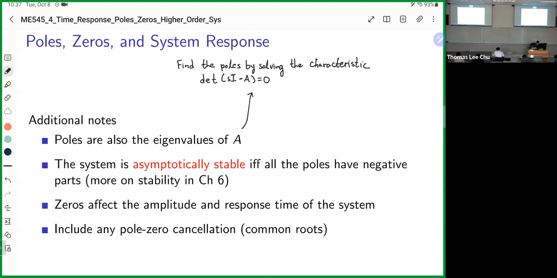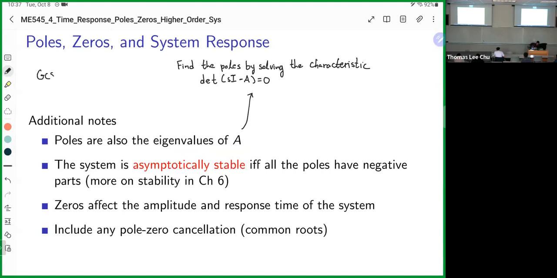Basically, if we look at this here, G(s) is equal to N(s) divided by the determinant of sI minus A. That's the relationship.